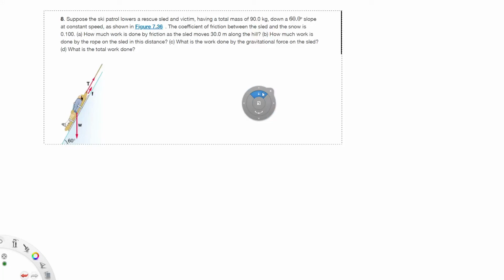Alright, so we've got a ski patrol, a rescue sled. Somebody's had a very bad skiing accident. We have a coefficient of friction. Alright, so we have some questions. What is the work done by friction? What is the work done by the rope? What is the work done by gravitation? What's the total work done? Okay.